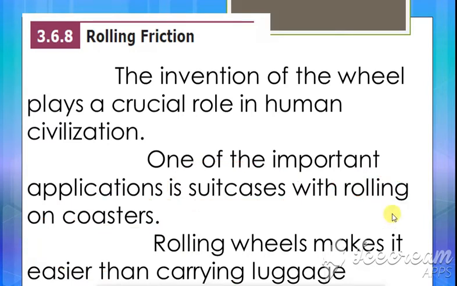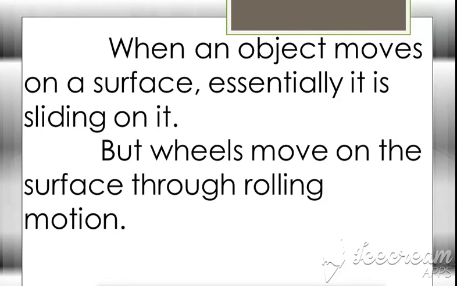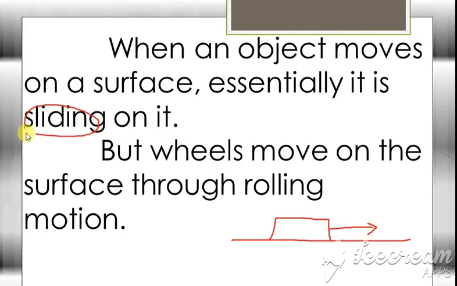Then next, when an object moves on a surface, it is essentially sliding on it. So consider this surface. Over this surface, if any object is moving, we just say that it is sliding. We only say that it slides. But the wheels move on the surface through rolling motion.